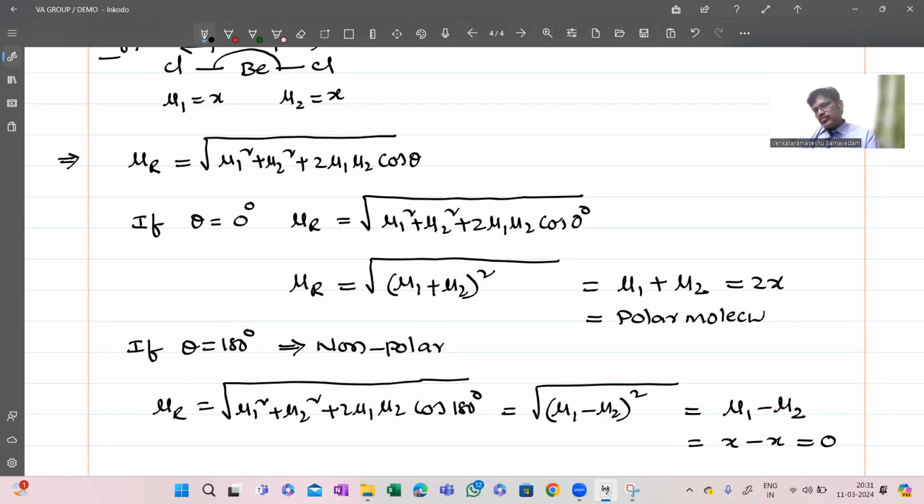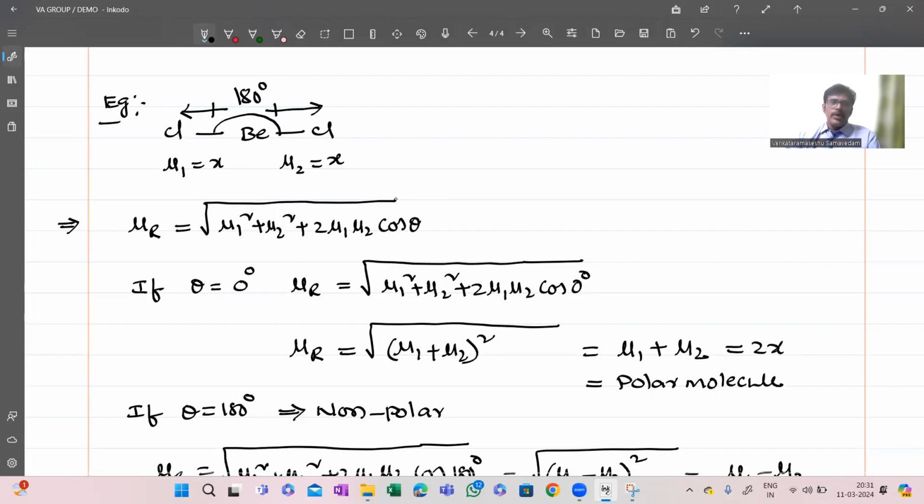Like that I can explain BeCl2. Why is the mu value equal to 0? Mu resultant is mu1 minus mu2. Here you only have to consider the magnitude, x minus x is equal to 0. Then is BeCl2 polar or non-polar? Non-polar molecule.